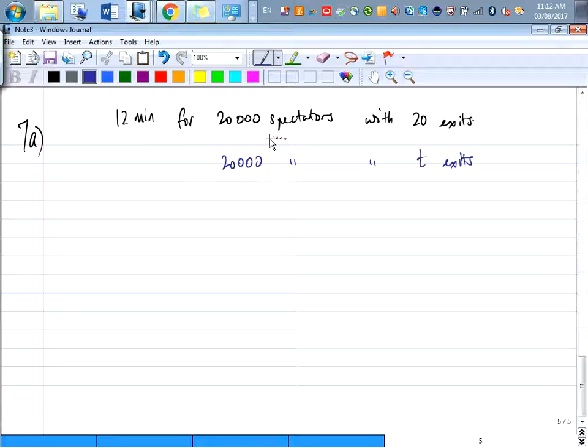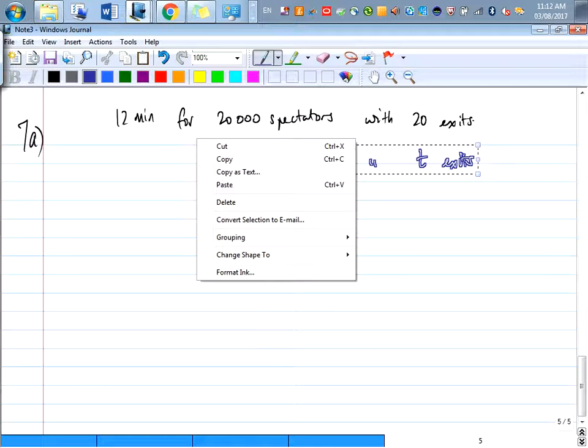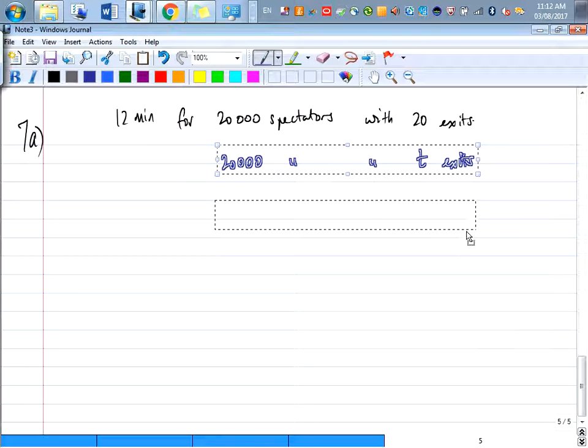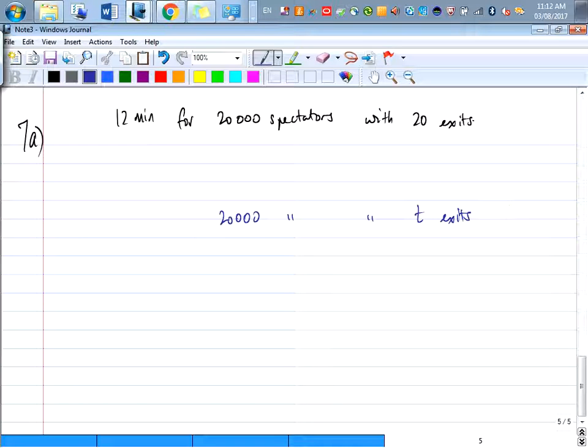Let me just shift down. Hey, why you all look so swaku? Okay, so we want the time taken for 20,000 people to exit with T exits. So T is the question mark. So what you can do is to find out how much time is required for 20,000 spectators with just one exit. Okay, let's consider this. There are three things we have to consider, but we can choose to consider just two things at one time.